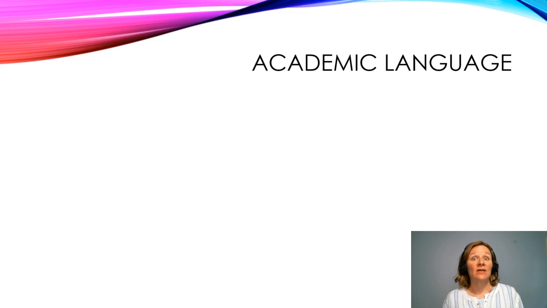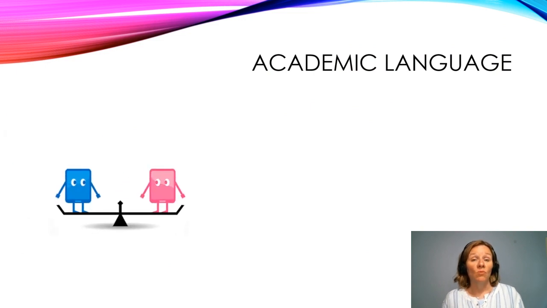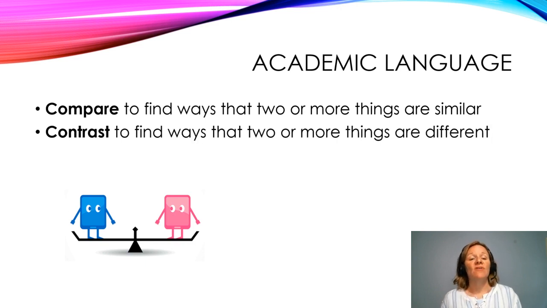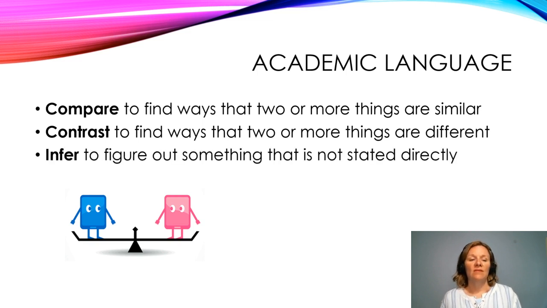All right, academic language. These are the words that you need to know. Well, first of all, what is comparing? So comparing is to find ways that two or more things are similar. And then we have contrast, which is to find ways that two or more things are different. And then infer is to figure out something that is not stated directly.